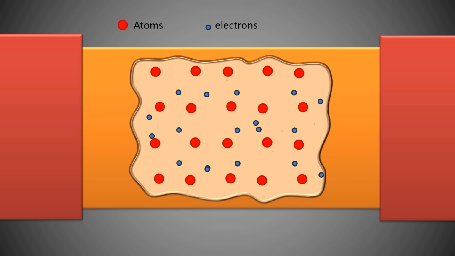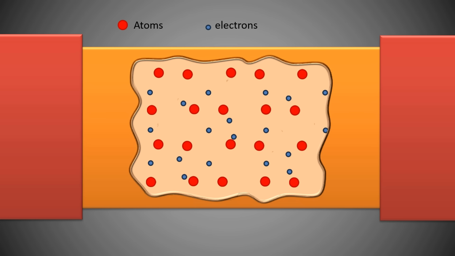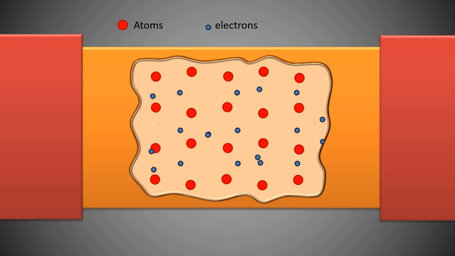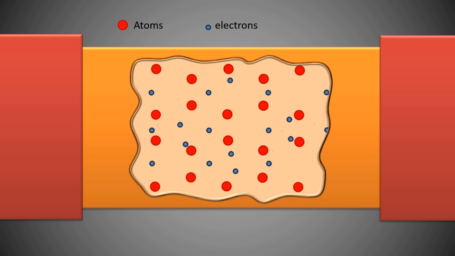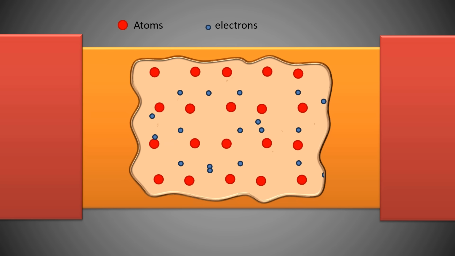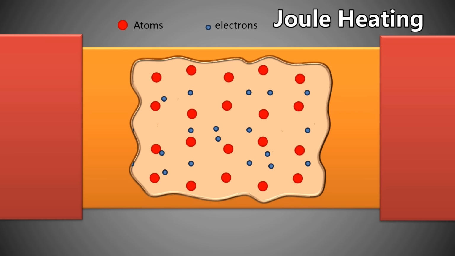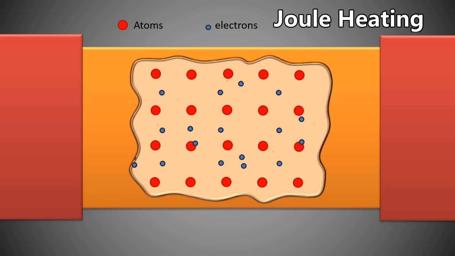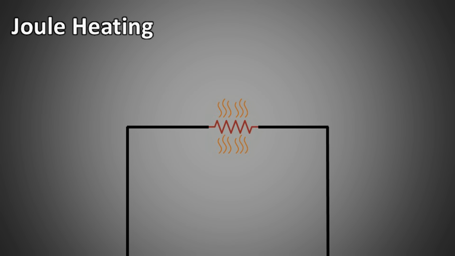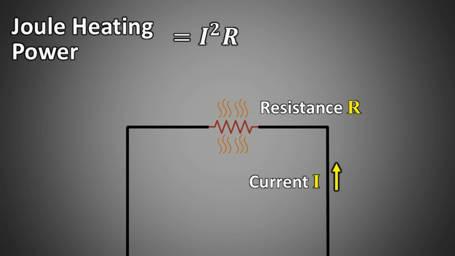Earlier, we saw that when electrons move through a conductor, they collide with the atoms inside it. During each collision, a small part of the electron's energy is transferred to the atoms. As a result, the conductor becomes hot. This heating effect is called Joule heating. The amount of heat produced depends mainly on 2 things: the resistance of the conductor and the amount of current flowing through it. In fact, there is a direct formula for this. Heat produced equals I squared R, where I is the current and R is the resistance.